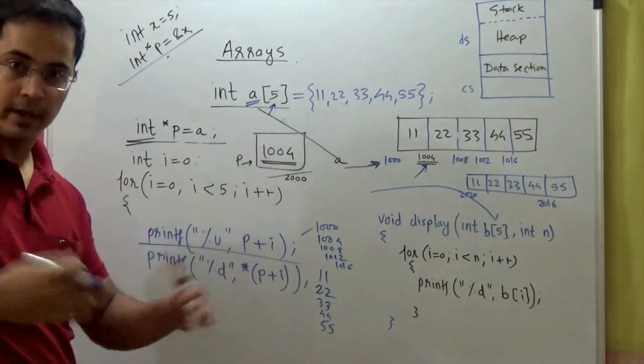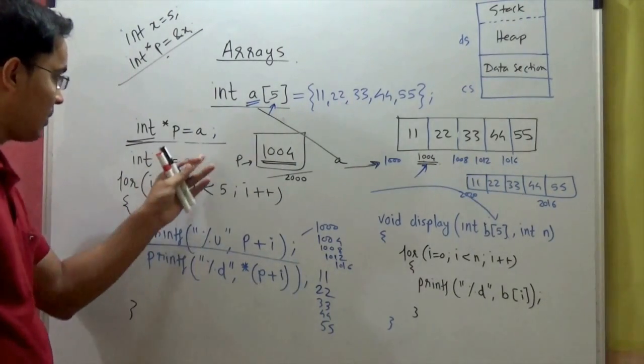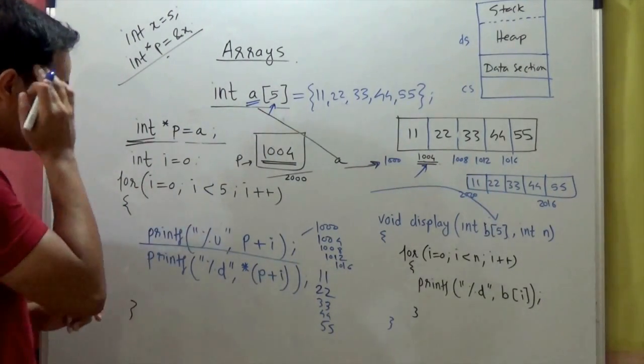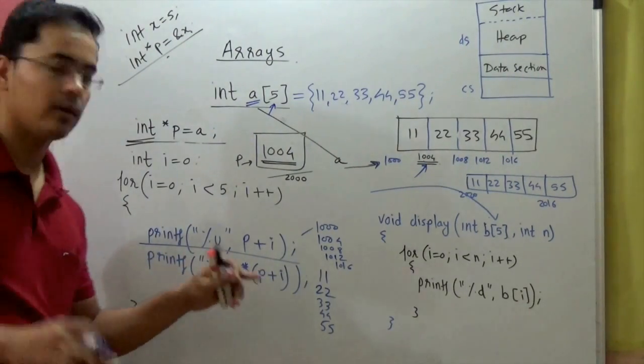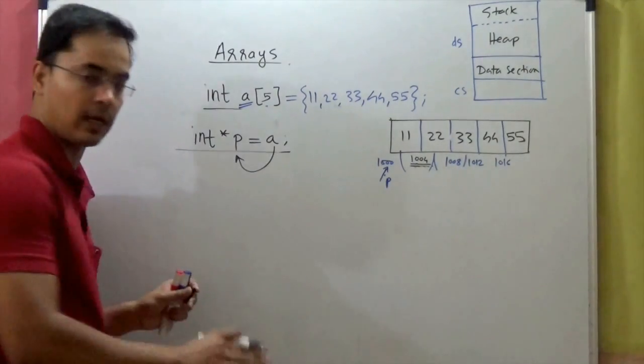So we could basically print this entire array by assigning the base address to a pointer and then just incrementing the pointer in the loop and applying star to get the value. All these following notations are exactly similar.